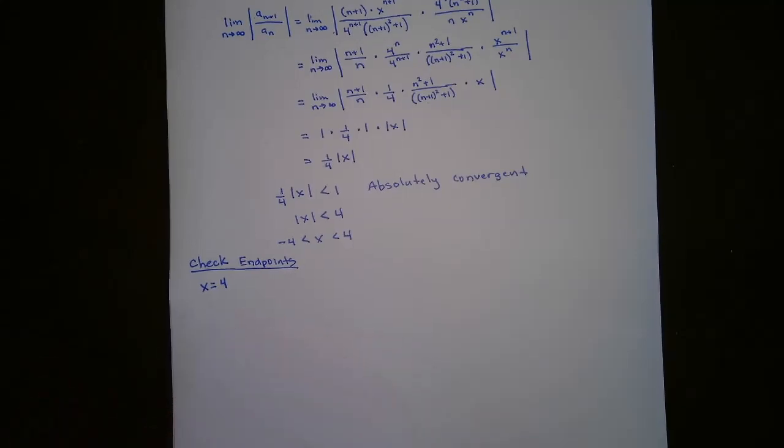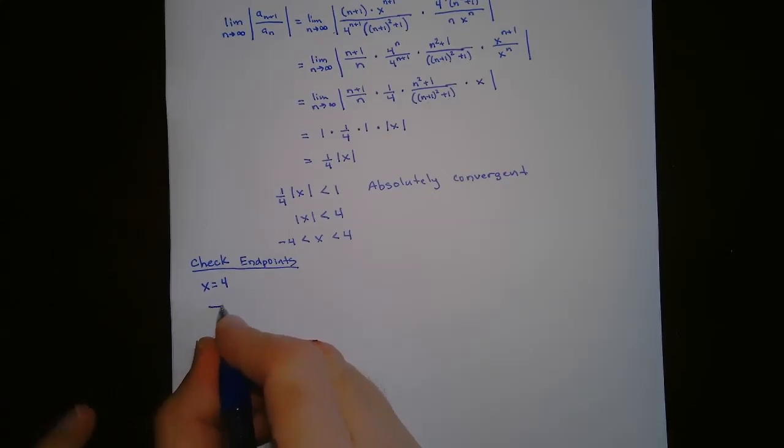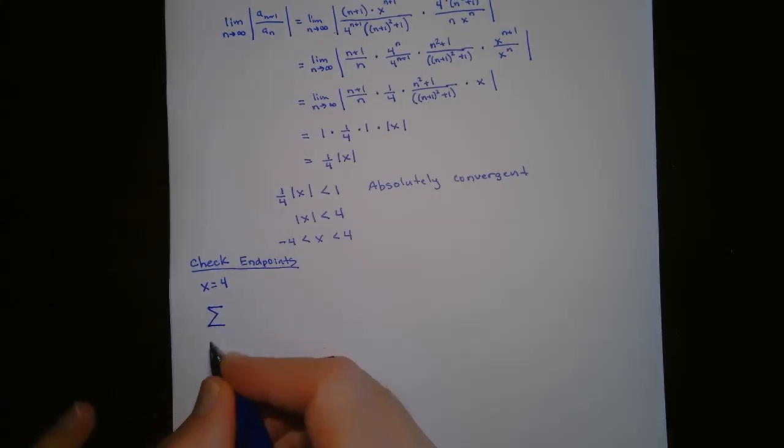So actually what's a pain is that now we have to put in x equals 4 and we get a brand new series, and we have to check that series for absolute convergence and conditional convergence at that x value. We need to do it for x equals 4, and then we're also going to need to do it for x equals -4. This is where it's kind of a pain.